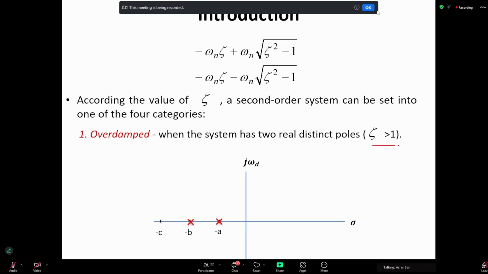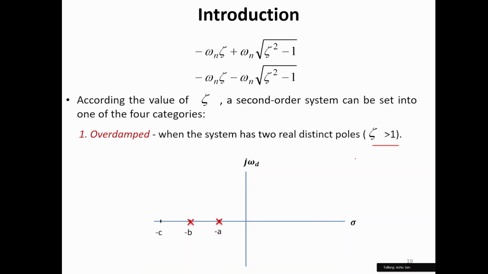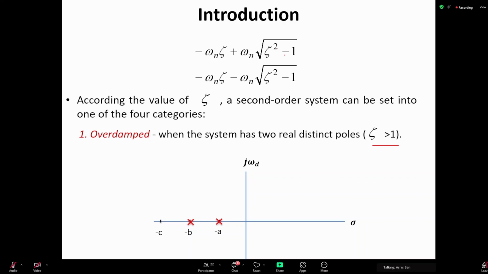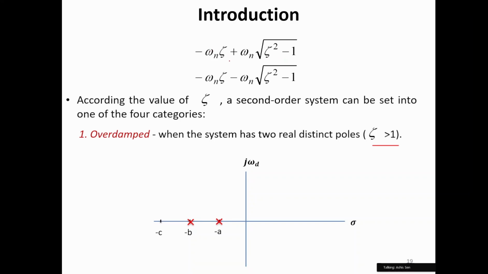If xi is greater than 1, the damping coefficient is greater than 1, from these expressions you can see that square root of xi square minus 1 is going to be real. That means both these roots are going to be real, so the poles are going to be real. In the response plot, you have the real axis here, sigma, and this is the imaginary axis. So for an overdamped system, when xi is greater than 1, both the roots of this equation, or the poles, are going to lie on the negative real axis. Minus omega n xi plus omega n square root of xi square minus 1 will be this pole here, and minus omega n xi minus omega n square root of xi square minus 1 will be this pole here.